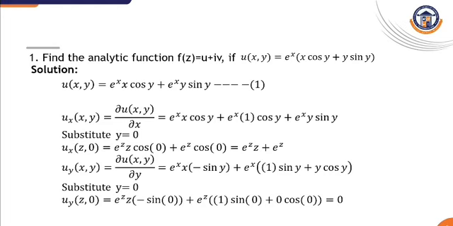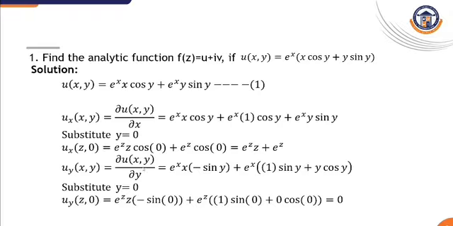Now we substitute x equal to z and y equal to 0 in the above equation. We get e power z into z cos 0, and cos 0 is 1, therefore e power z into z, and e power z into cos 0, which is e power z only. The remaining term in y becomes 0. Therefore the value of u_x is e power z into z plus e power z.